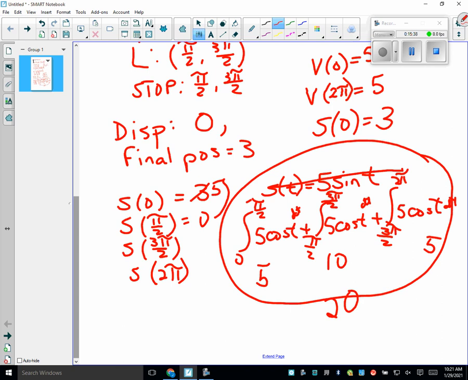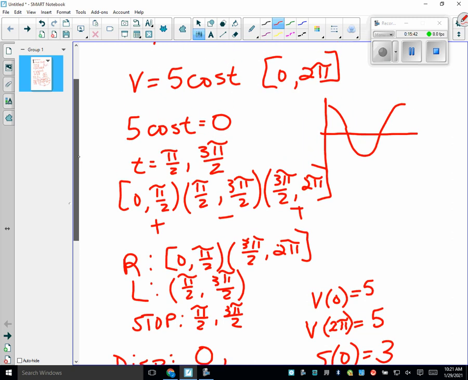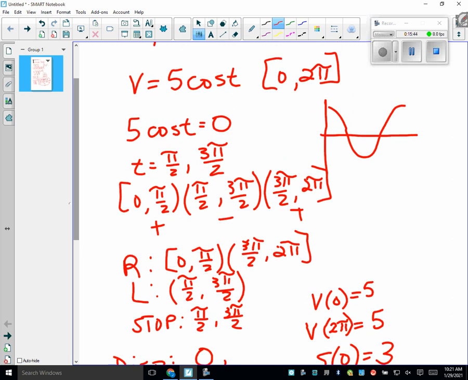And basically, because if you notice, when I graphed it here, this is positive. This is negative, so I had to do it separate so I could do absolute value. And that's positive. Are you all with me?